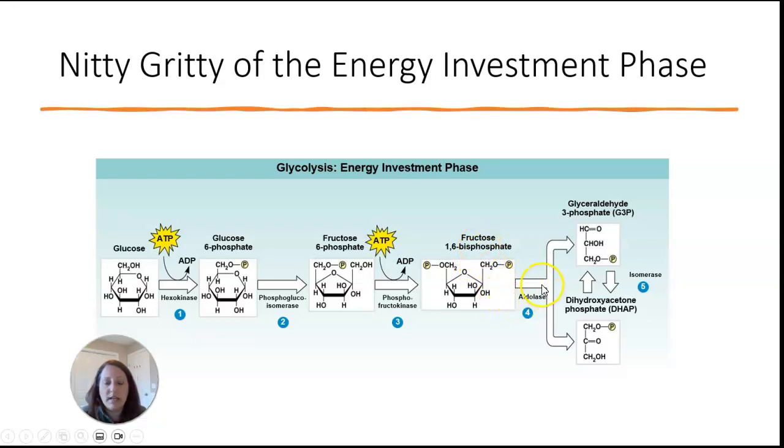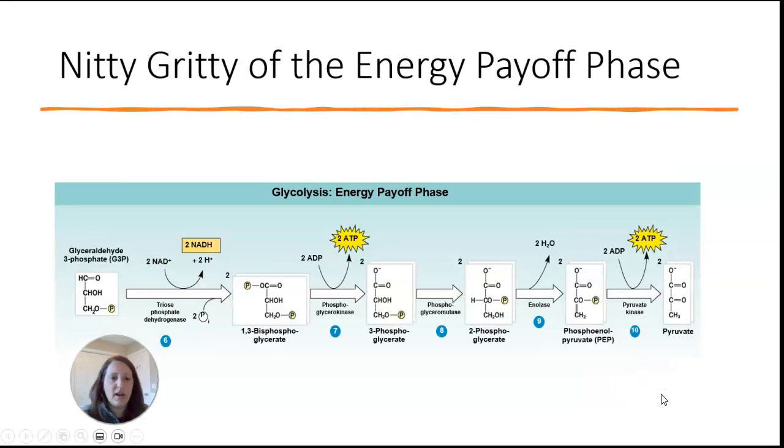An enzyme here called an aldolase then splits this molecule, and we end up with glyceraldehyde 3-phosphate, or G3P. And we also end up with dihydroxyacetone phosphate. And these, again, are isomers of each other. And an enzyme called isomerase can actually switch these two back and forth. It's glyceraldehyde phosphate, also known as G3P, that enters the next phase. The next phase of this pathway is the payoff. And so, again, G3P, the product of the investment phase, enters.